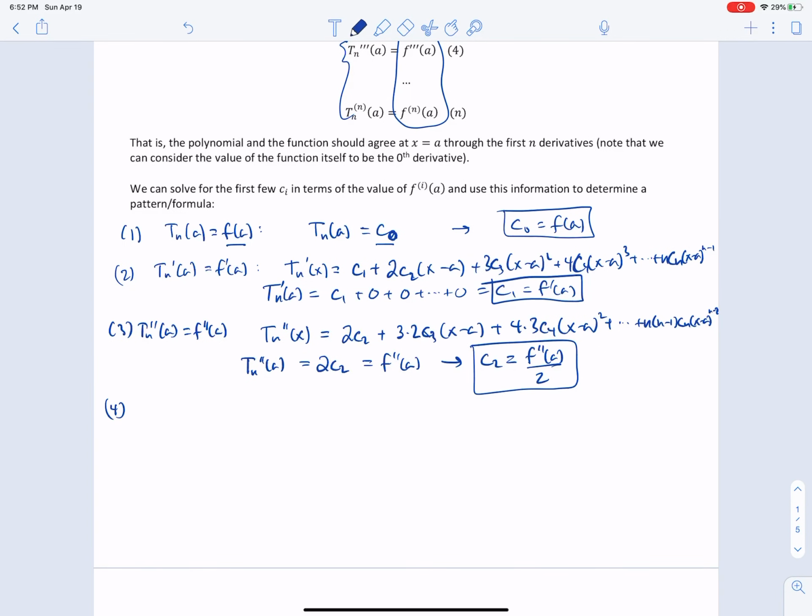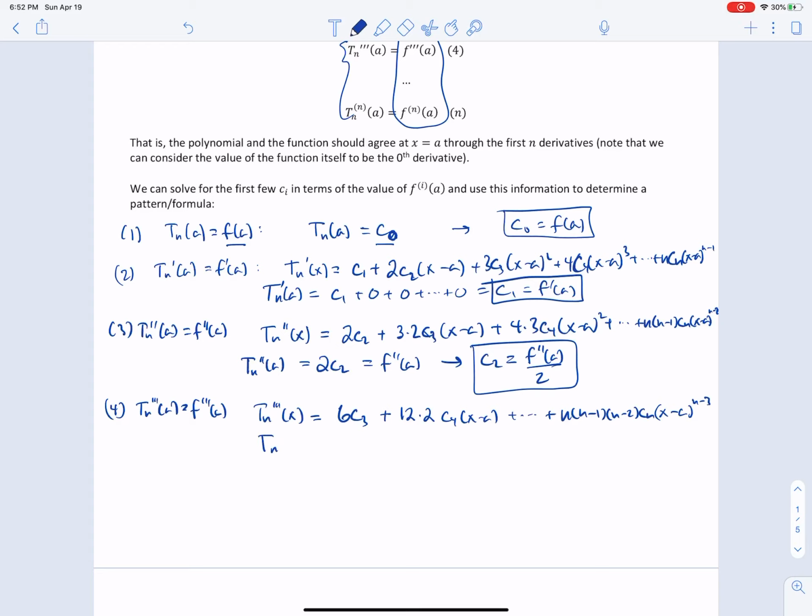Our fourth equation is Tn triple prime of A equals F triple prime of A. The third derivative is going to be 6C3 plus 12 times 2C4 times x minus A plus dot dot dot n times n minus 1 times n minus 2 Cn x minus A to the n minus 3.